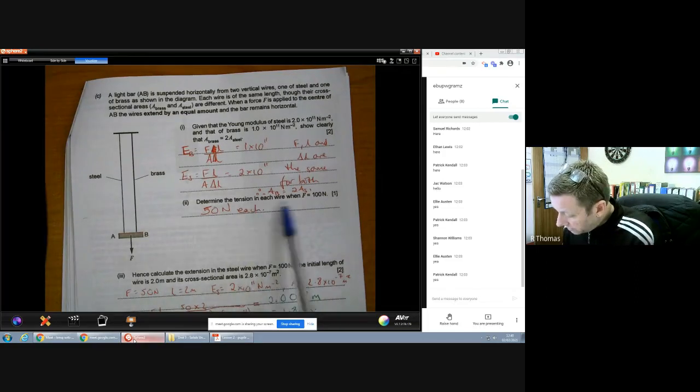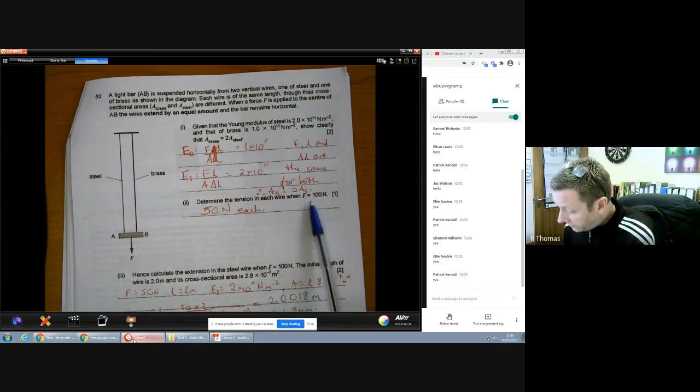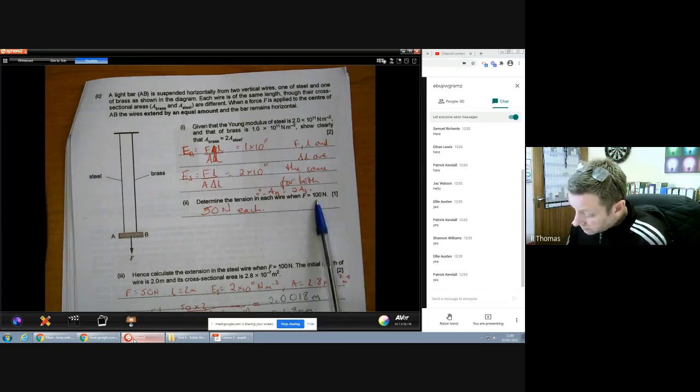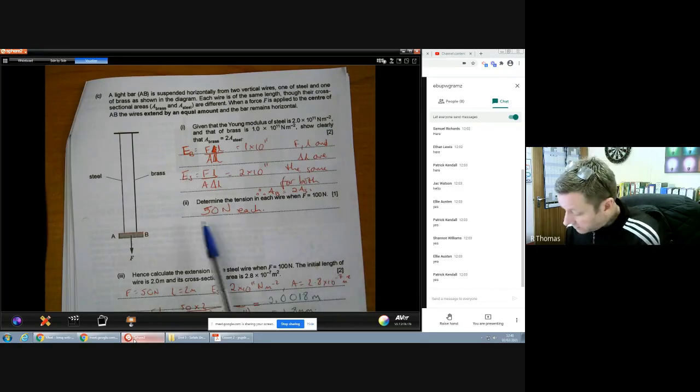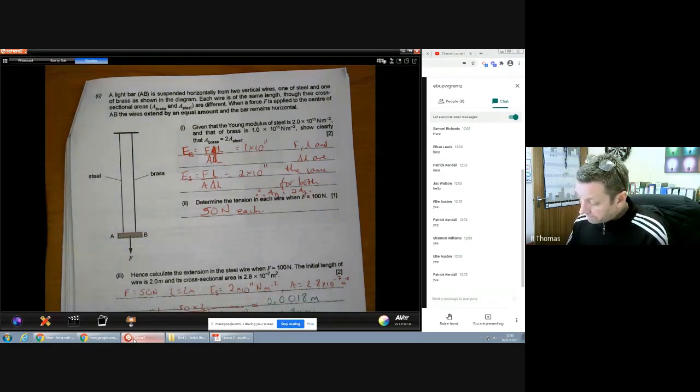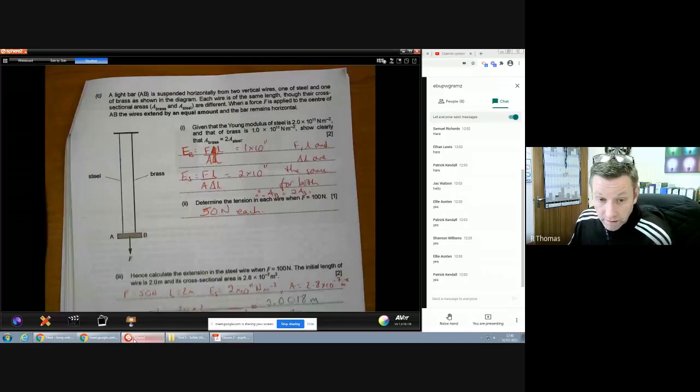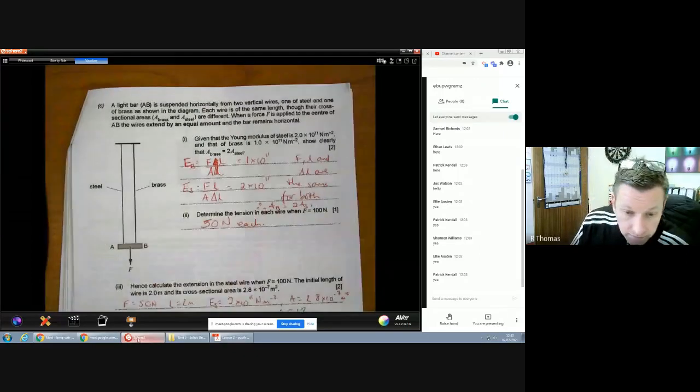Determine the tension in each wire when F is 100 newtons. And that comes out as 50 newtons. Okay? Right, have a look at the bottom one. Let me go back.